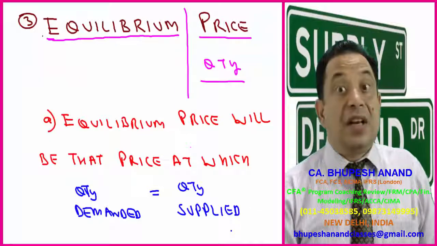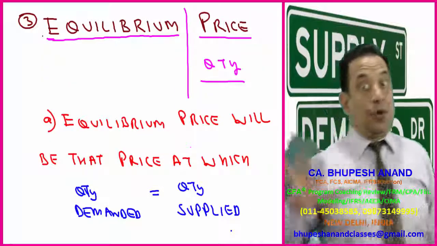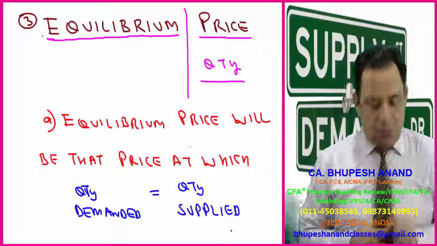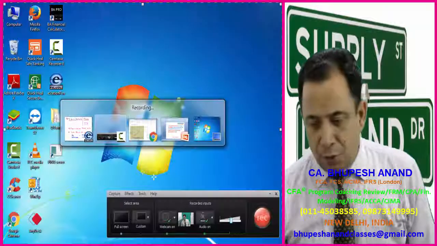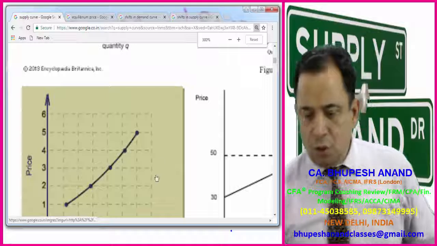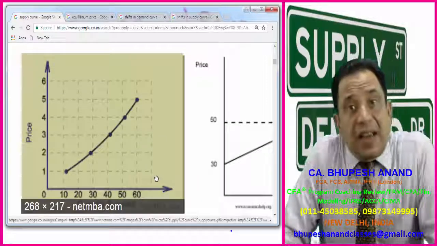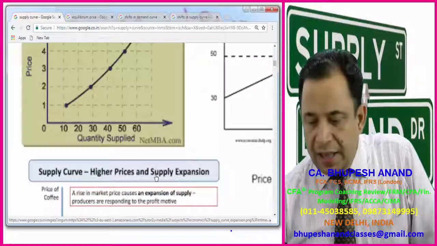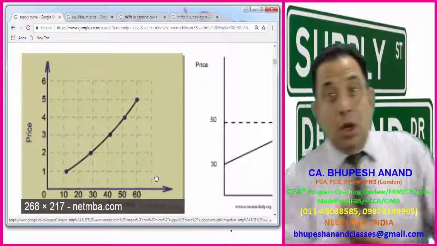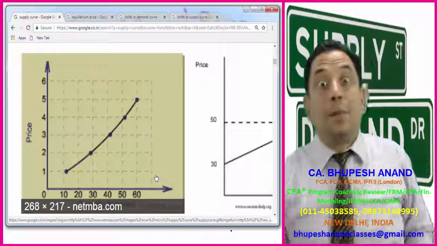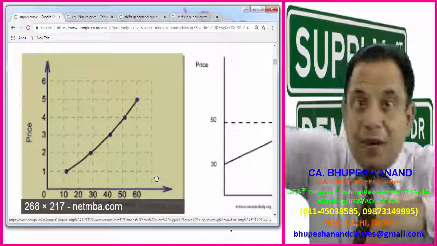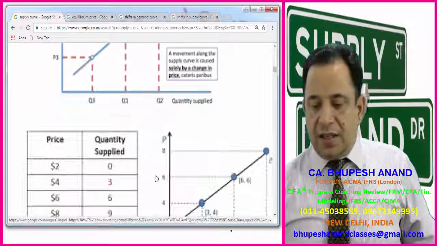So let me start with a new concept, the next concept of today's lecture. That is equilibrium price. Before coming to equilibrium price, I want to show you something. Just see on Google, I have taken some figures for you. So this is the supply function. On the x-axis, I have taken quantity supplied, and on the y-axis I have taken price. So this is upward sloping, positive sloping. The demand function is negative sloping. This is upward sloping. Just see the other graphs.